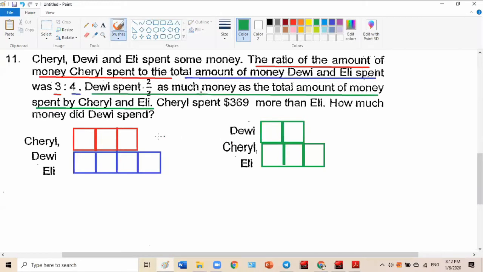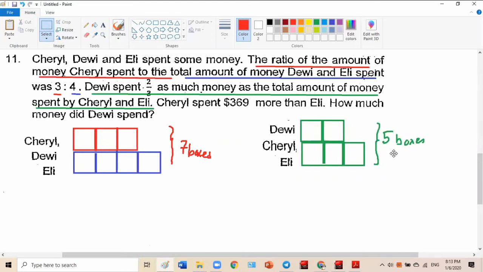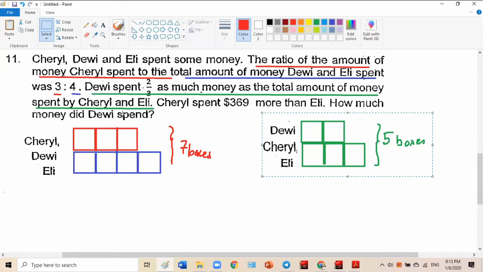So now there's a little problem here. Here you have how many boxes? 5 boxes. And here, how many boxes? 7, two, four, six. This money must be the same, right? How come one time is 7 boxes and one time is 5 boxes? We must make them the same, so 5 times 7, 7 times 5. Make the common unit.